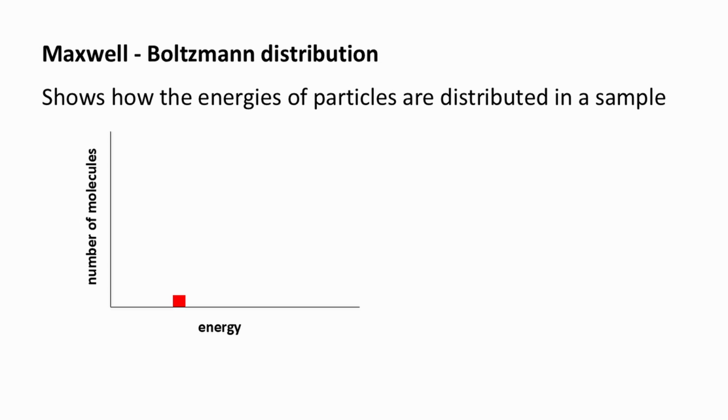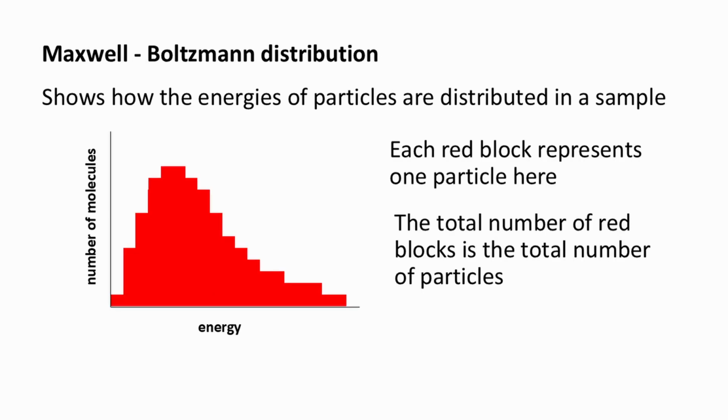The block represents that one particle has one specific energy. The energies of a few more particles have now been added. Eventually, we begin to see a pattern. Each red block represents one particle here, so the total number of red blocks is the total number of particles.